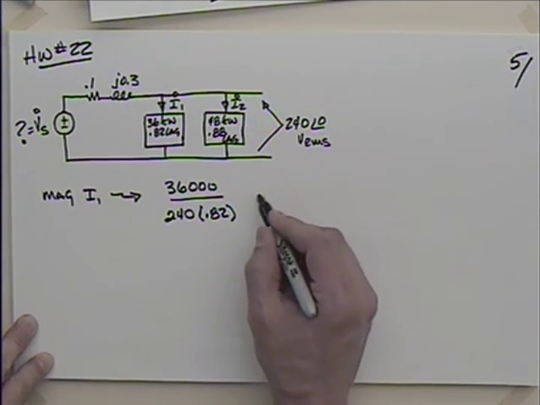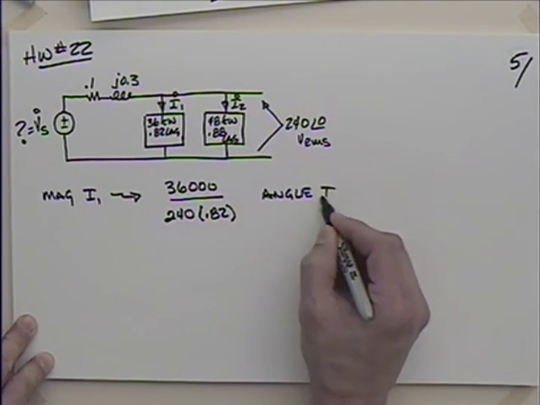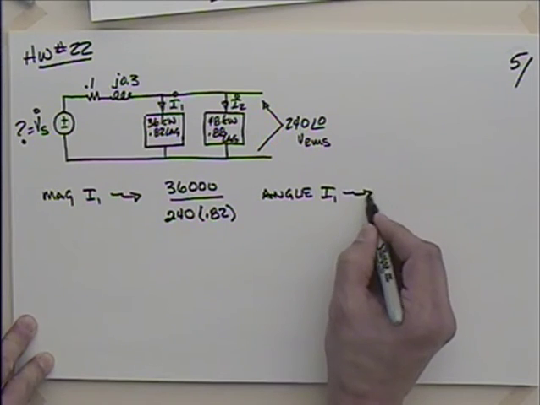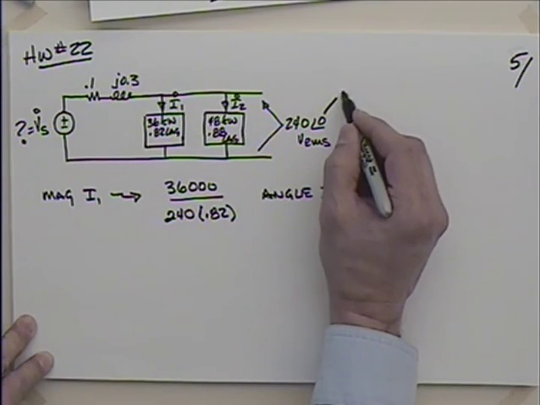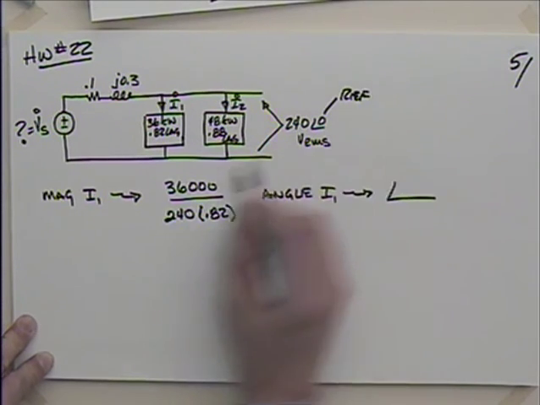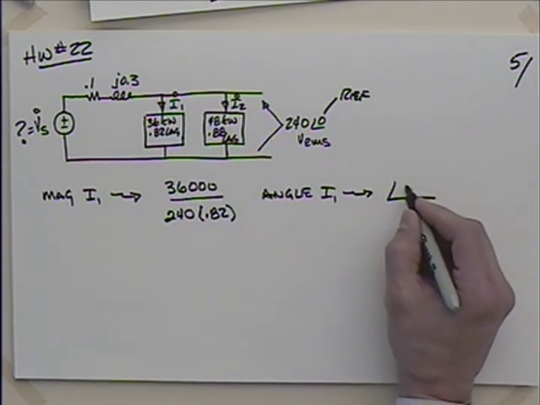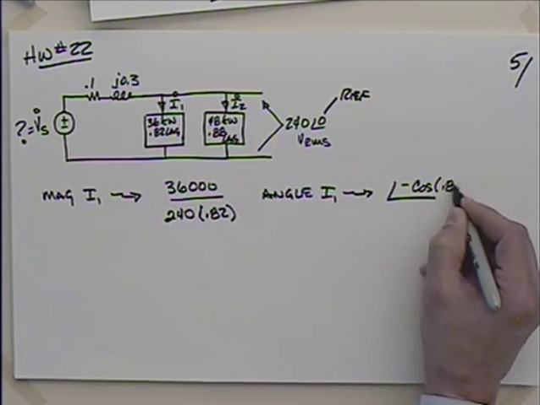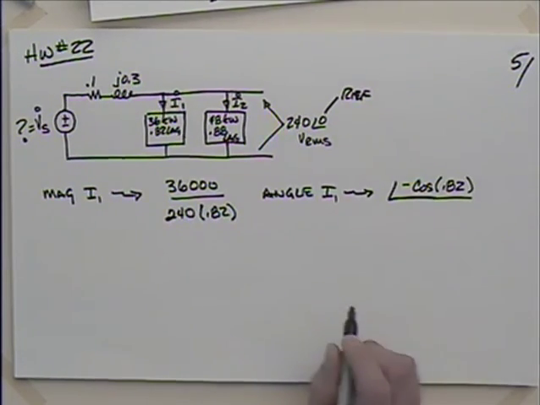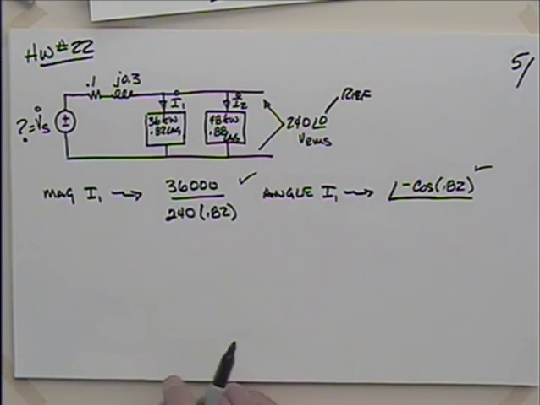What's the angle? Well, if this is zero, this is our reference, and this is lagging, what's it going to be? Minus the arc cosine of 0.82, isn't it? So you can put this piece here and that piece there and come up with I1.